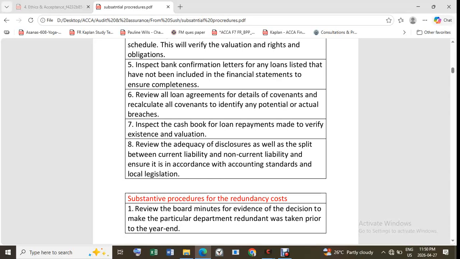Review the adequacy of disclosure as well as the split between current liability and non-current liability and ensure its accuracy. Ensure it is in accordance with accounting standard and local legislation.